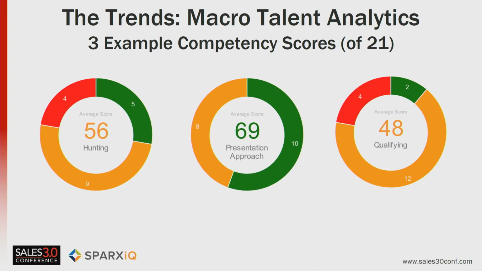We compare that to presentation approach. We have a 10 and 8. We have some good performance there. The number overall is pretty good. But look at qualifying. Qualifying has a big problem with it. Not only do we only have 2 people who are good at it, that's the green, we have 12 people who are mediocre and 4 who are poor.